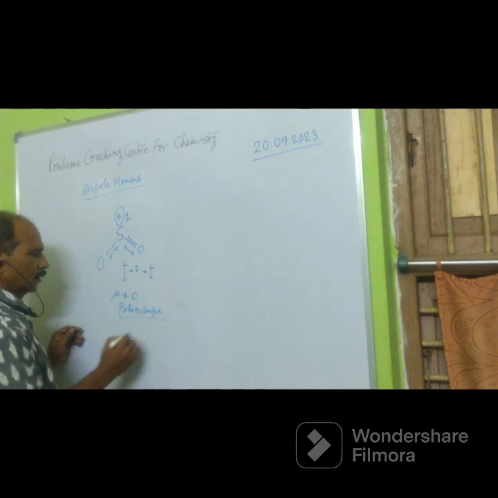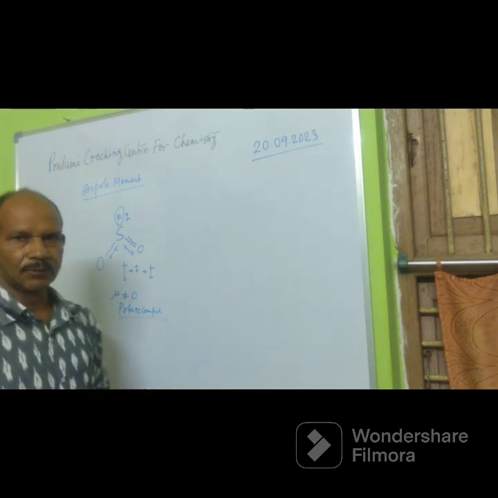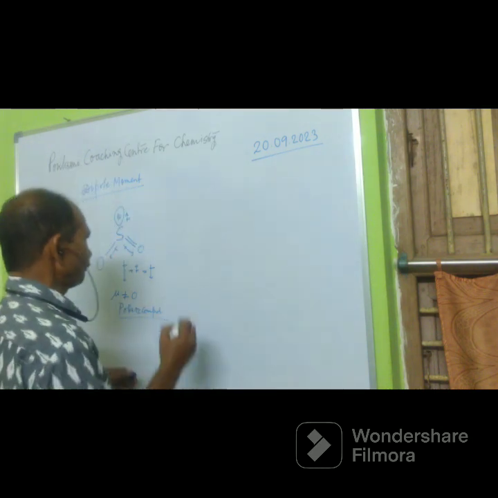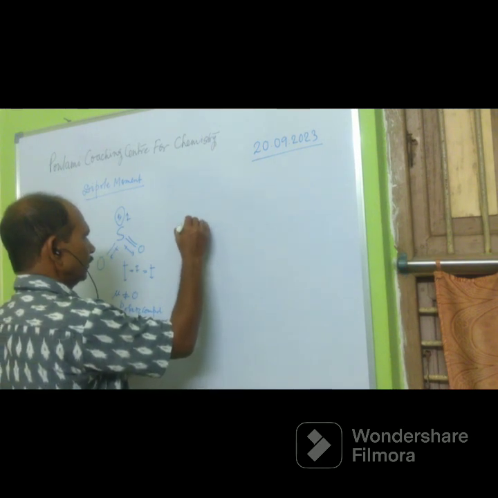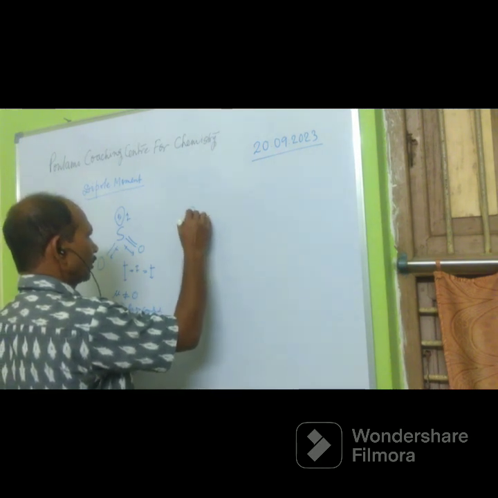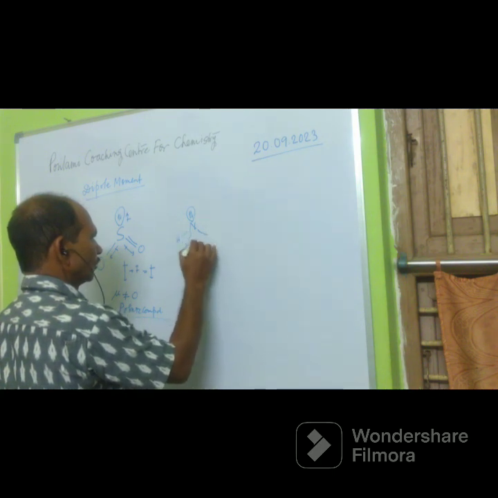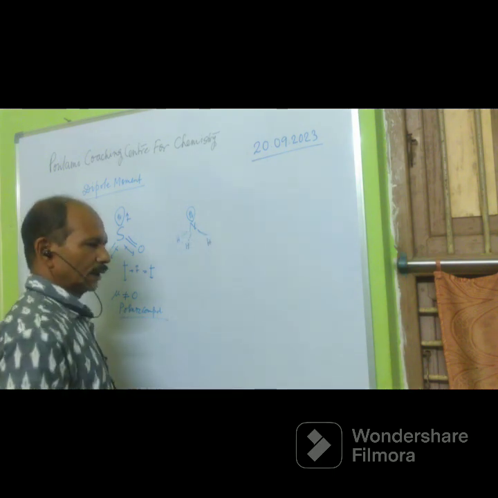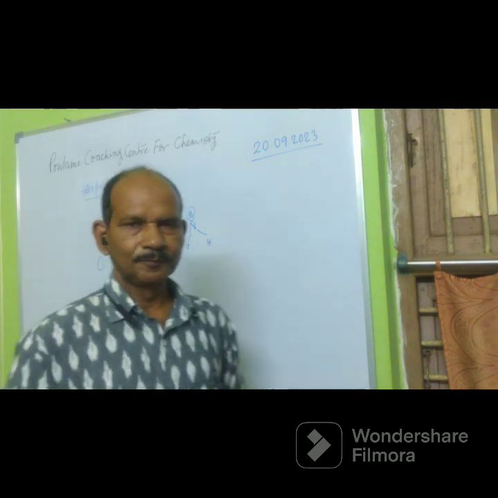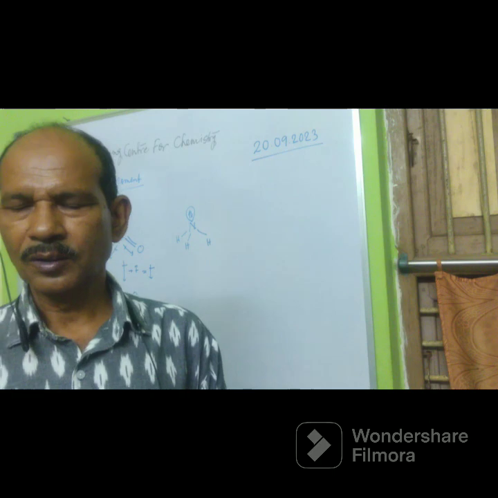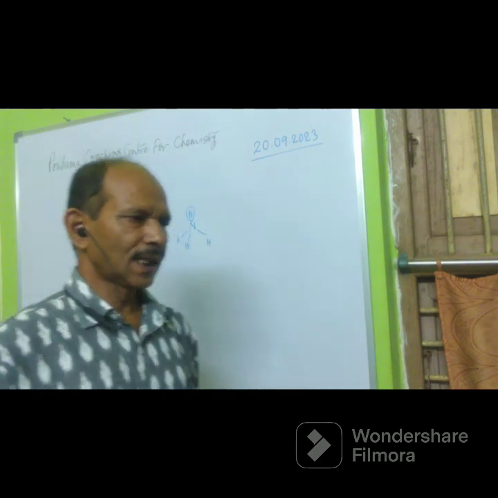Okay. If we take another example of ammonia, you see, what is ammonia? It is NH3, and we know the electron pair geometry of ammonia is tetrahedral, but the molecular shape is trigonal pyramidal.